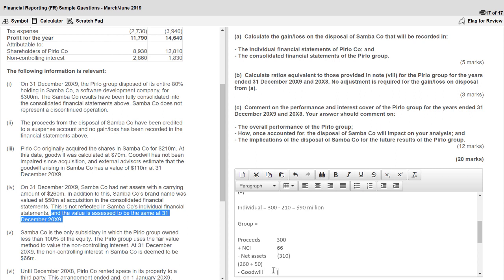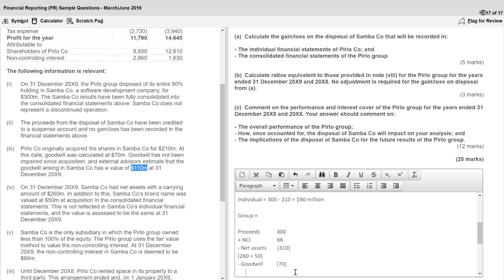And then the goodwill. Again, just note the goodwill that you've got there, that's 70 from part 3. It does try to throw you a bit by saying, look, the goodwill at the disposal date is 110. Couldn't care less what it is at the disposal date. We can only impair goodwill and reduce it in value. We can't measure it upwards and revalue it once it has been acquired.